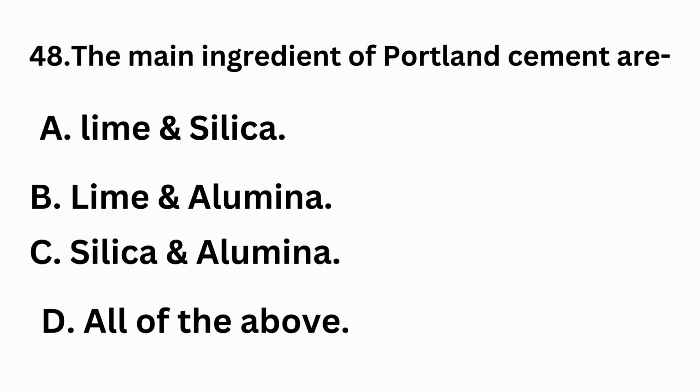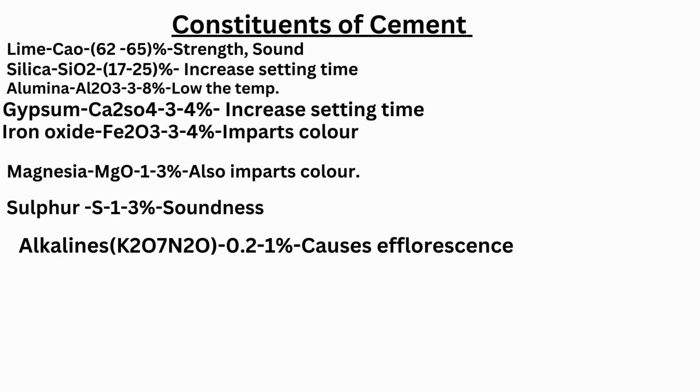The main ingredients of Portland cement are A. Lime and silica, B. Lime and alumina, C. Silica and alumina and D. All of the above. Let's look at this table. Lime present in cement is 60 to 65%, silica 17 to 25%, alumina 3 to 8%, gypsum 3 to 4%, iron oxide 3 to 4%, magnesia 1 to 3%, sulfur 1 to 3%, and alkalis 0.2 to 1%.